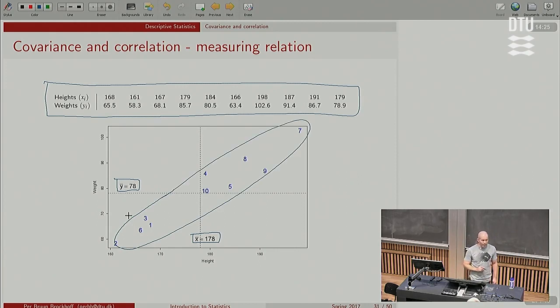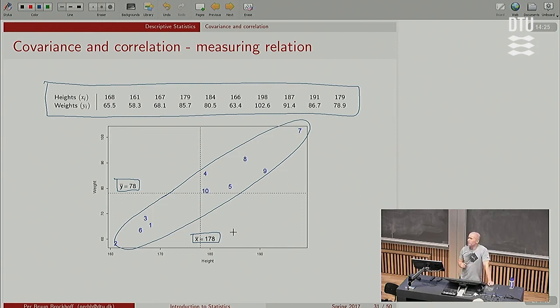Here is almost an ellipse, expressing that it seems in these data, which will come as no big surprise if we have a little bit of understanding of physics, that people that are higher on average seem to have more kilograms, since there are some physical rules when it comes to volume and height. So people that are higher are on average also heavier.